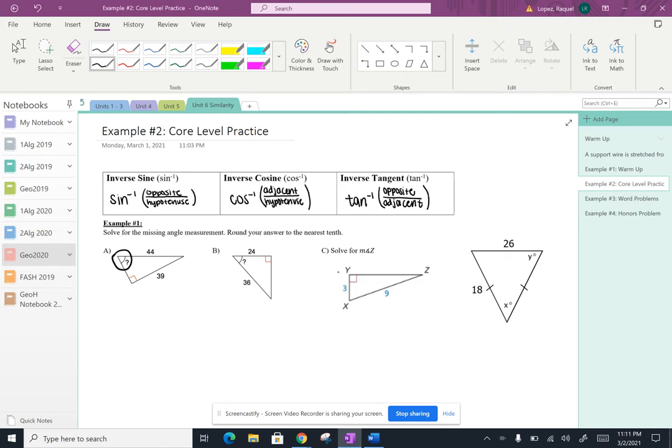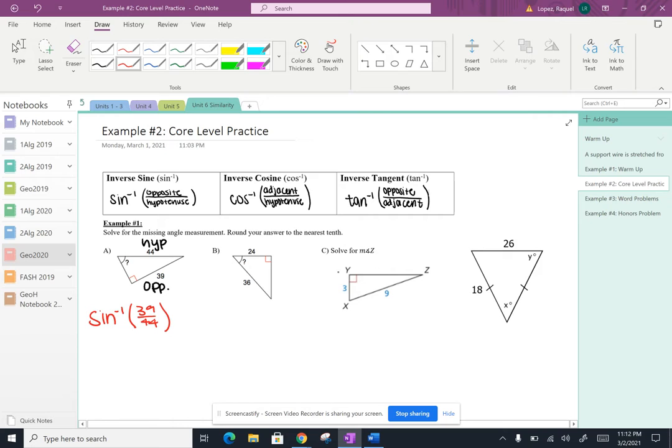So in part A, when we're trying to find this angle that has the question mark on it, let's see what information we're given. We're given an opposite side, so I'm going to label this opposite. And we're also given the hypotenuse, so I'm going to label this hypotenuse. Since I'm given the opposite side and the hypotenuse, that tells me that I'm probably going to reach for the inverse of sine. So inverse sine, and then I'm going to plug that ratio in. Inverse sine is opposite over hypotenuse, so 39 over 44.